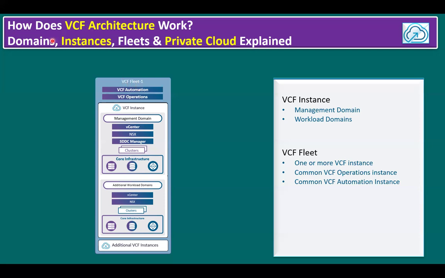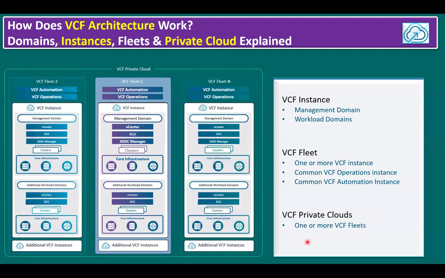Okay. Now you understand the domain concept, the VCF instances, and the VCF fleet. Now let's try to explain the private cloud. So VCF private cloud means one or more VCF fleets. If you understand VCF fleet 1, similarly, we configure VCF fleet 2 and so on. That's the reason we mentioned the number as VCF fleet N, not only 2, 3 and so on. So N number of VCF fleets, we can call a VCF private cloud. This is the high level architecture of a VCF private cloud.